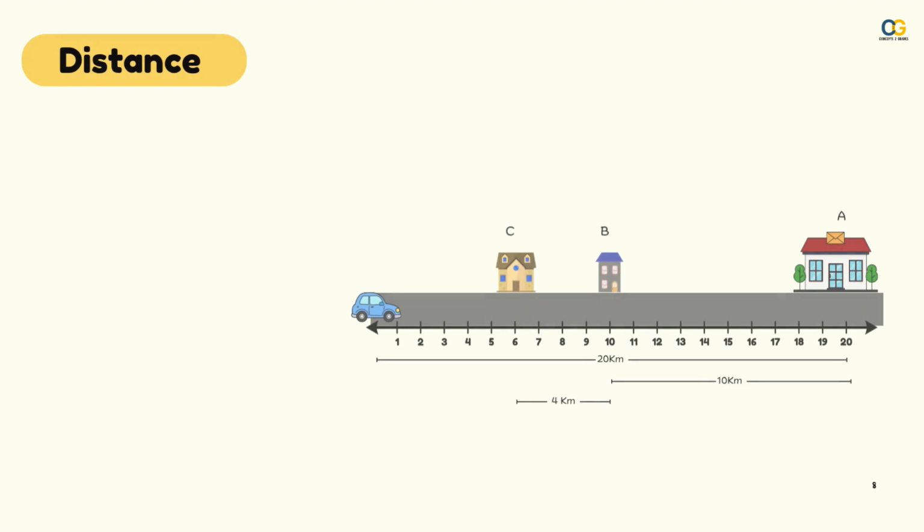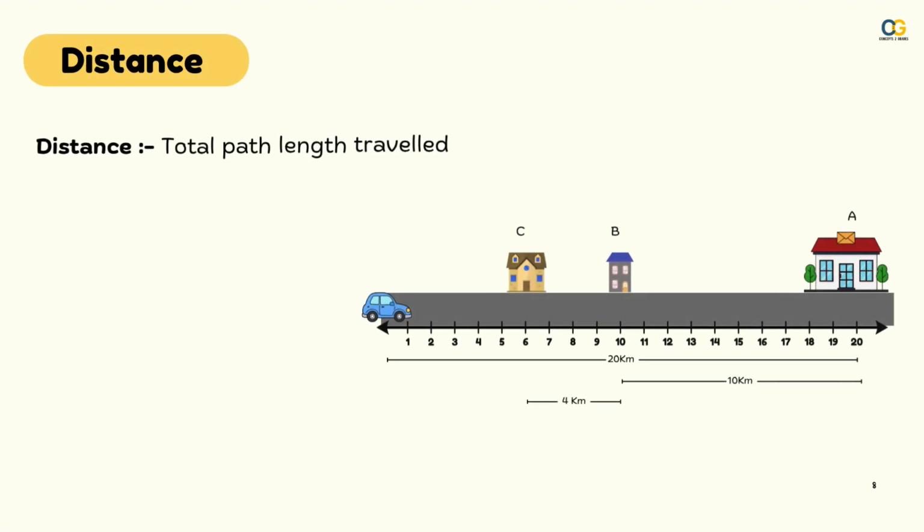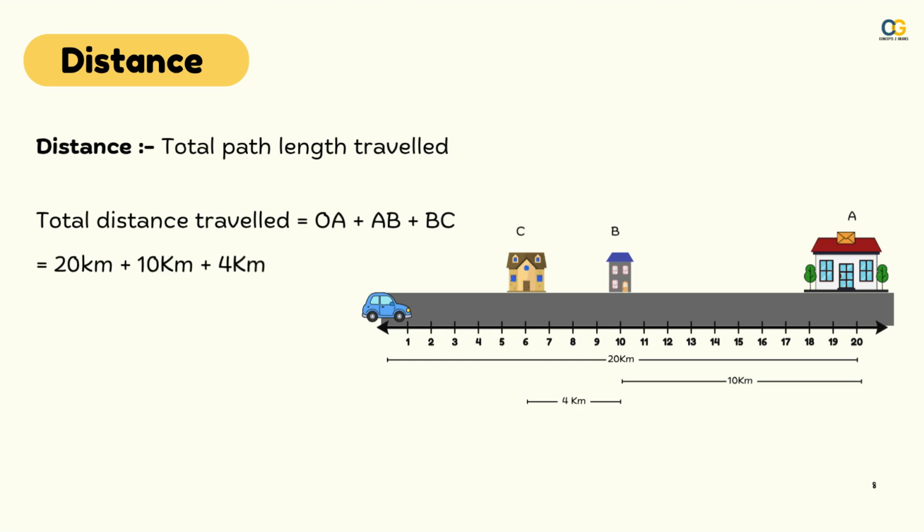In this situation, the total path that you have traveled or the total distance that you have traveled is O to A, then from A to B, then from B to C. This distance is given by 20 kilometers plus 10 kilometers plus 4 kilometers, which in total is 34 kilometers. So that is the total distance you have traveled.